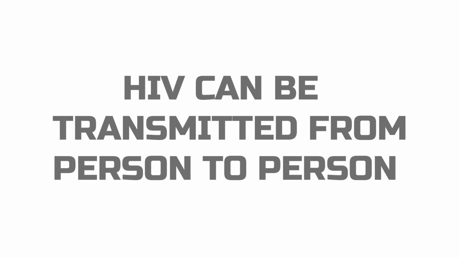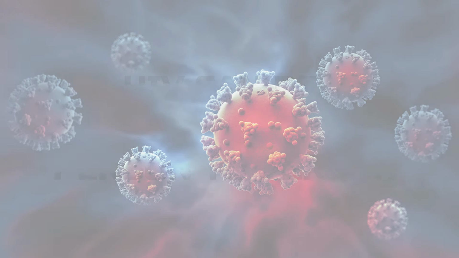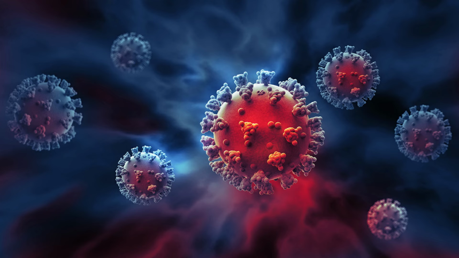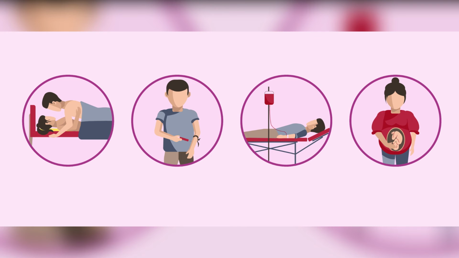HIV can be transmitted from person to person. Since HIV is a virus, it can be transmitted from person to person like many other viruses. AIDS, on the other hand, is a disease that a person acquires only after contracting HIV. The virus is transmitted from one person to another through the exchange of body fluids. Most commonly, HIV is transmitted through condomless sex or shared needles. To a lesser extent, a mother can transmit the virus to her child during pregnancy.